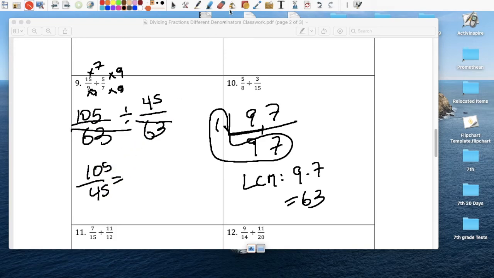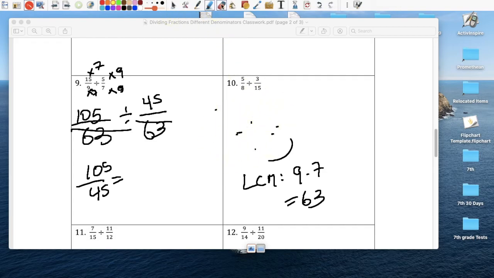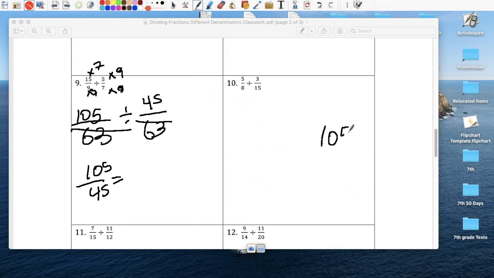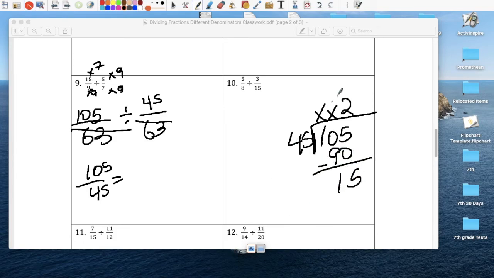So I don't know which way you're comfortable doing this, but one way that you can do this is divide 105 divided by 45. Can 45 go into 1? No. Can 45 go into 10? No. Can 45 go into 105? Yes, 2 times. 2 times 45 is 90. You subtract, you get 15. So 45 goes into 105 2 times. How many left over? 15 out of 45.